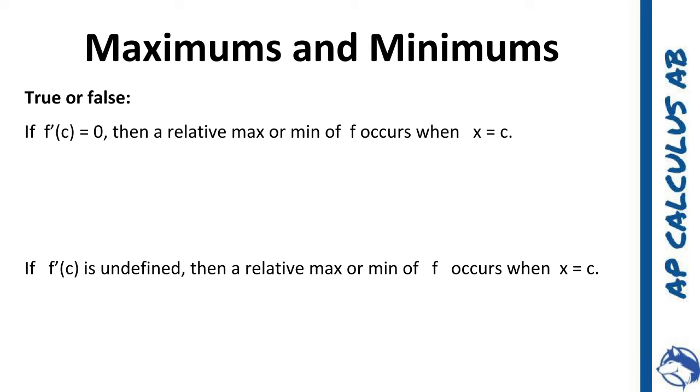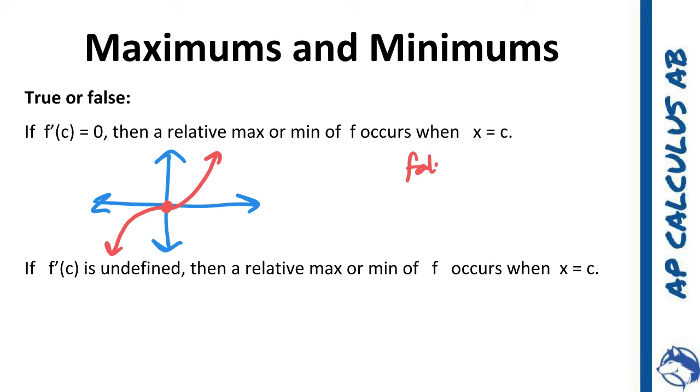So here's some things about minimum and maximums that you should know. If f prime of c is equal to 0, then a relative max or min occurs when x is equal to c. Is there any way that we could draw an equation where there's not going to be a relative max or min? Well, if I draw a function like this, where it comes to 0, and then continues going, right here is not a relative max or min. So this one's actually false, but generally true.